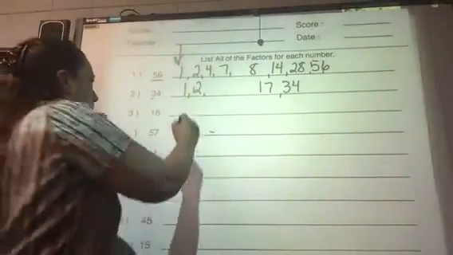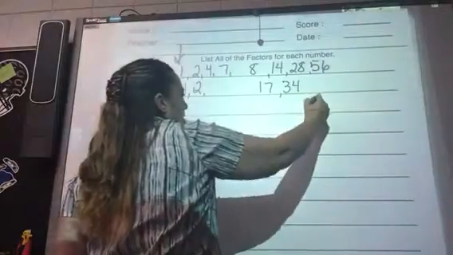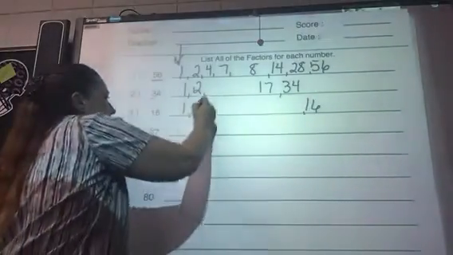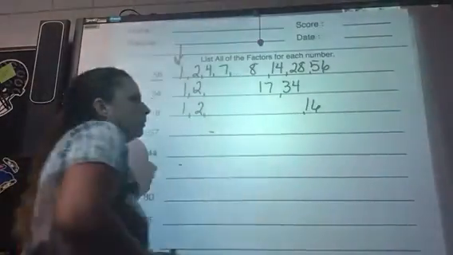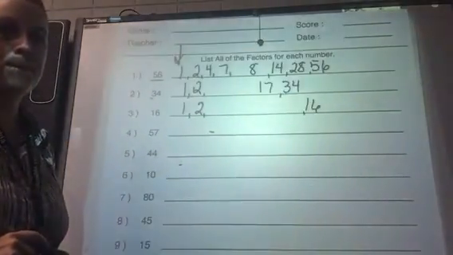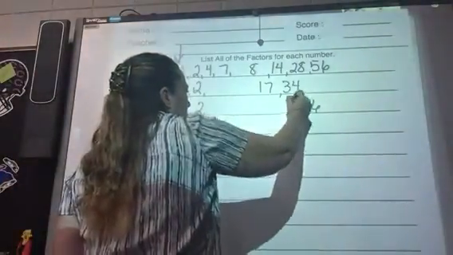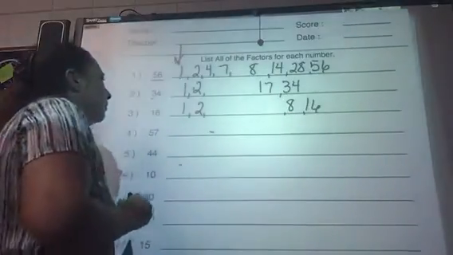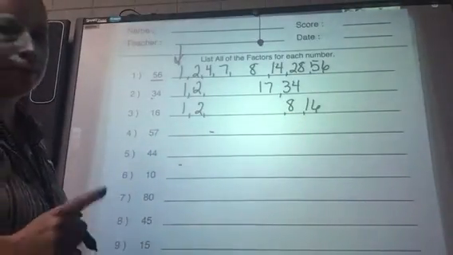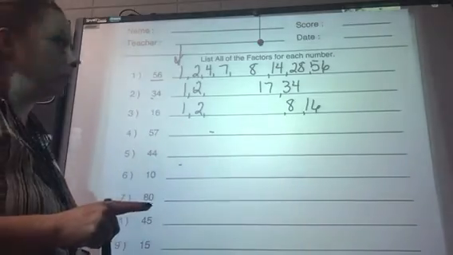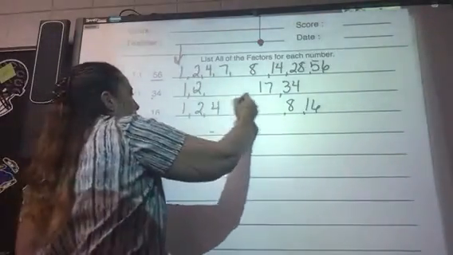All right, I'm going to give you one more. 16. 1 and 16. 2 times what is 16? If you said 8, you were right. 3. 3 will not work because 3 times 5 is 15, and that's too close to 16. But 4 times 4 will.